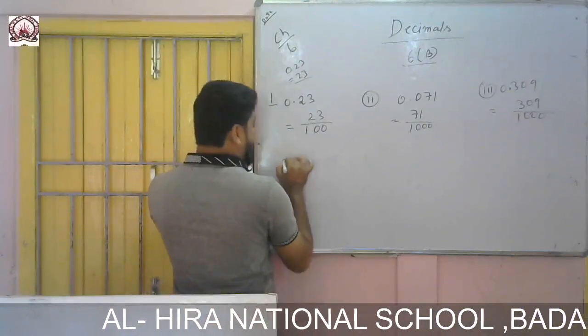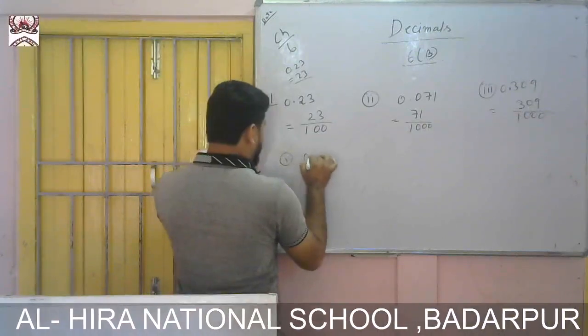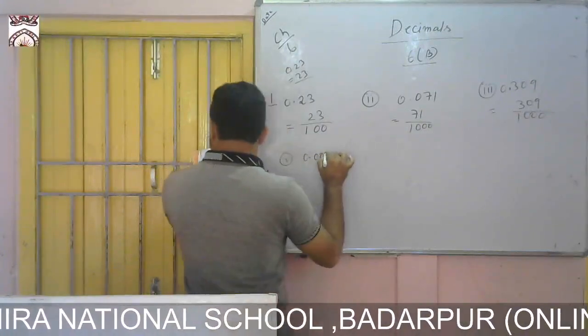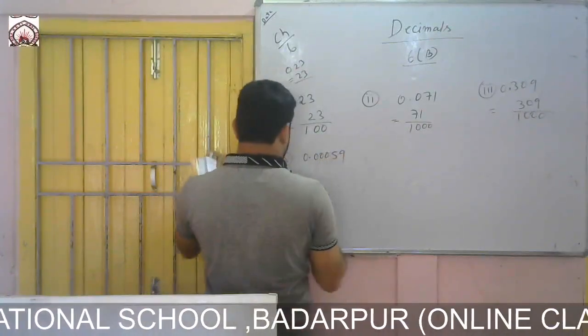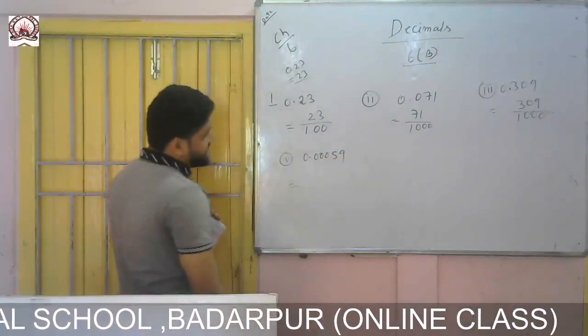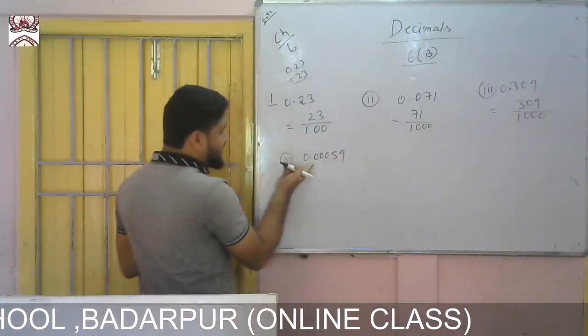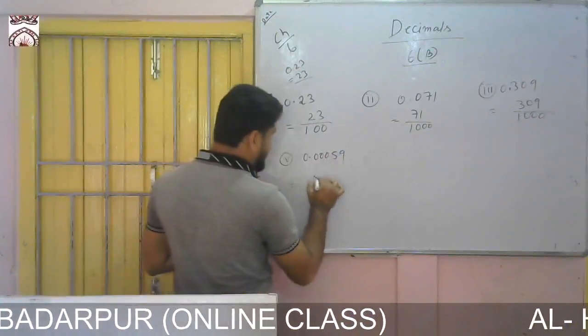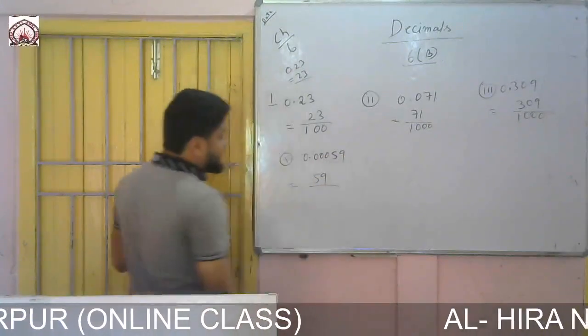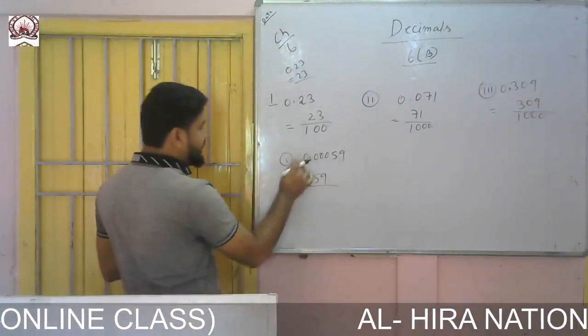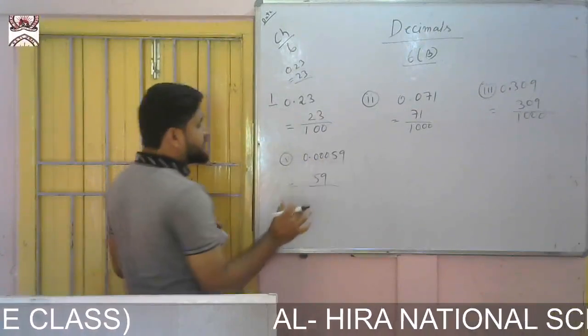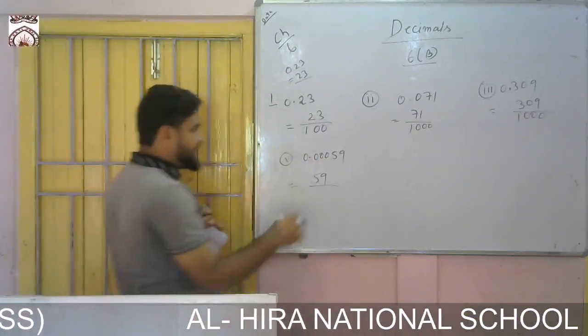Now come to question number 5. What is there? 0.00059. Okay. So here, if you omit this point, then it will become 59 only, because if you omit the point, then 00059 means only 59.